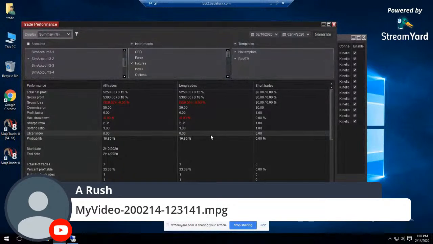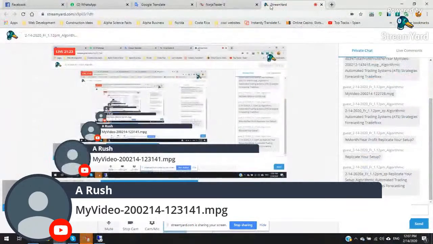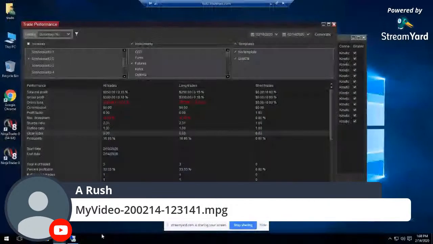Hyper-V. I use VMware. Did you say that you're using VMware? Yes. Yep. VMware is the way to go. They have different versions. They have a workstation version and they have a server version and they have 50 other things. And in the VMware, you're running Windows and Ninja Trader. Yes.